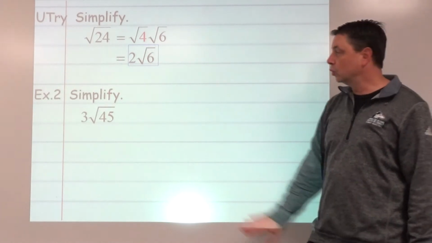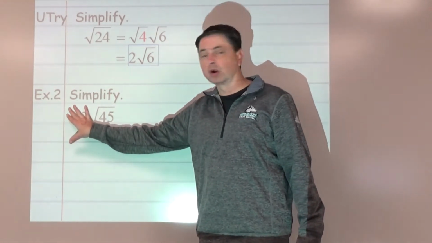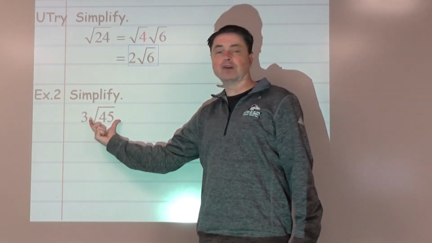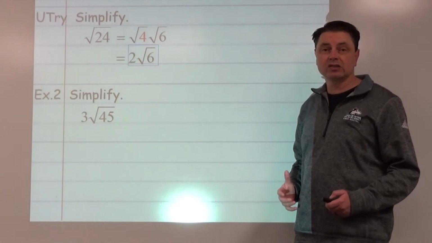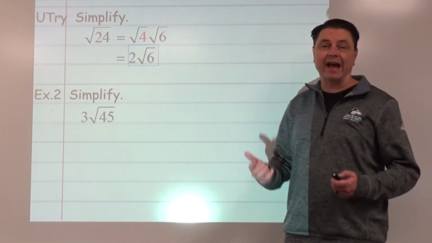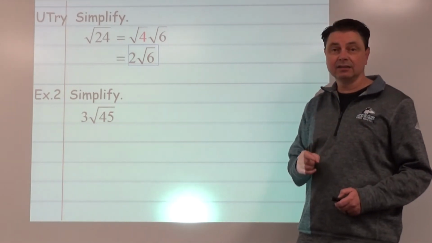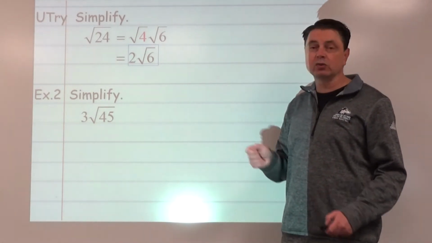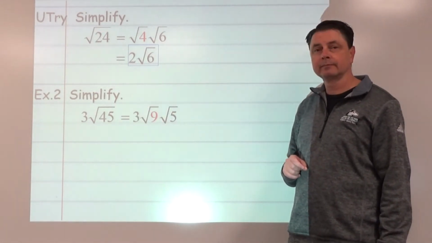Example number 2, we might also have a number on the outside. That's fine. We're going to ignore that at the beginning and just focus on the square root of 45. Look in your list of perfect squares, which of them divides into 45? Which of them is a factor of 45? It's 9. So we're going to break that up to be the square root of 9 times the square root of 5. Don't forget the 3 that's in front.